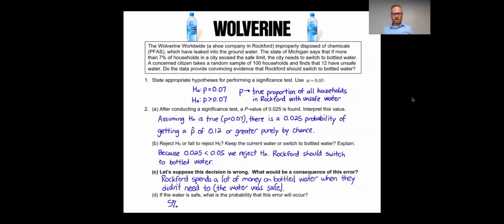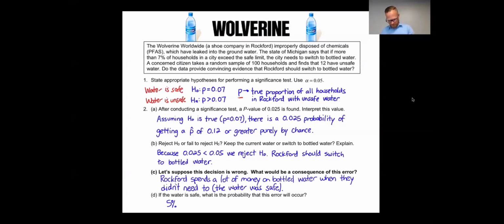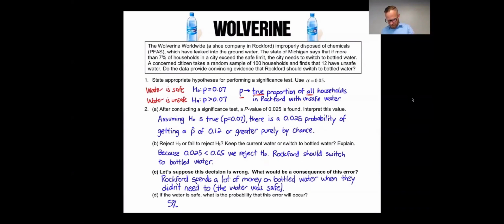For question 1, we had to write out our hypotheses here. And so hopefully you decided that the null hypothesis was that p is equal to 0.07. In that case, the water in Rockford is safe. So let's just add in a little note here that the null hypothesis is actually saying that the water is safe. And the alternative is that the proportion of households that have unsafe water is greater than 7%. That would be that the water is unsafe. Now make sure when you're defining your parameter p here that you're referring to the population, and I've done that by using the word true and then also referring to all households in Rockford with unsafe water.